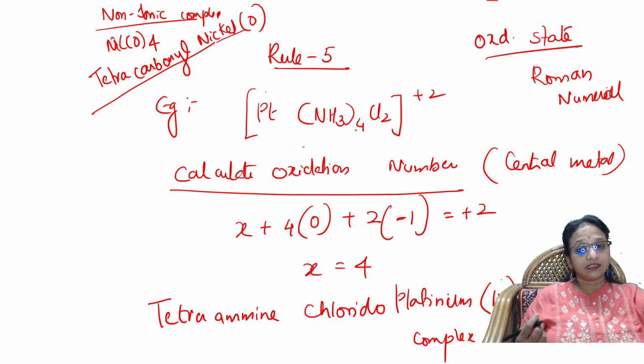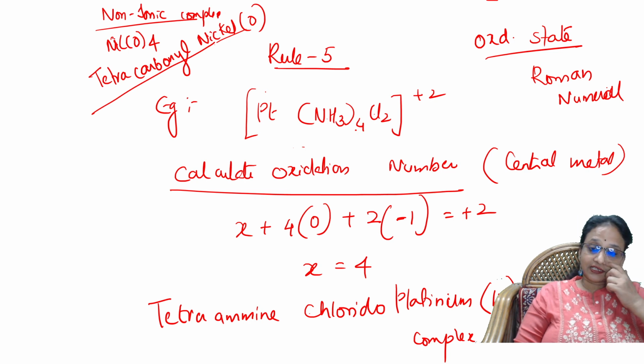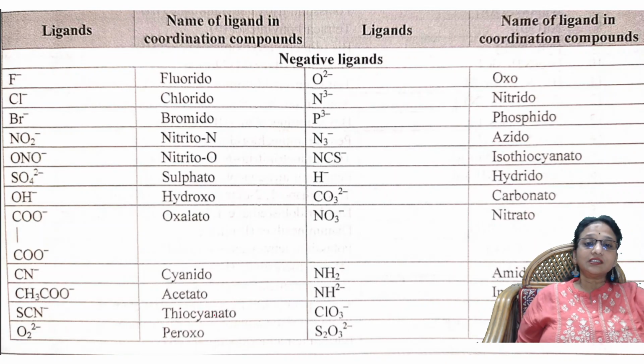Let's start. For the metal atom, how are we going to name it? See, students, these are the list of ligands which are negative in nature. I have given you the names, how you should name them. Negative ligands end with ido, like iodo, azido. These are examples of negative ligands where you end the name with ido.